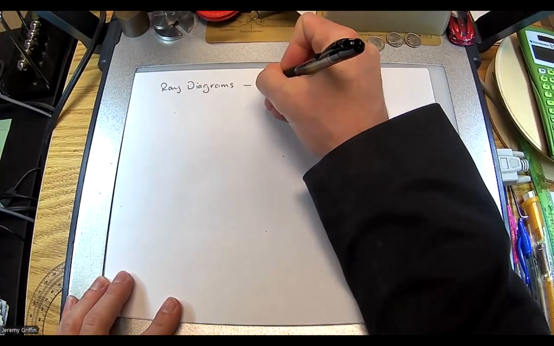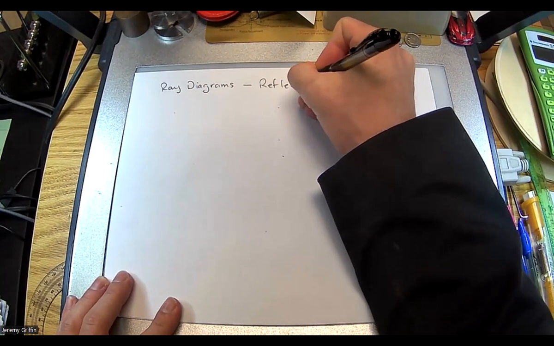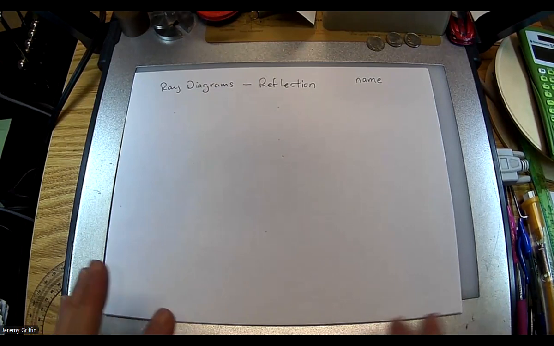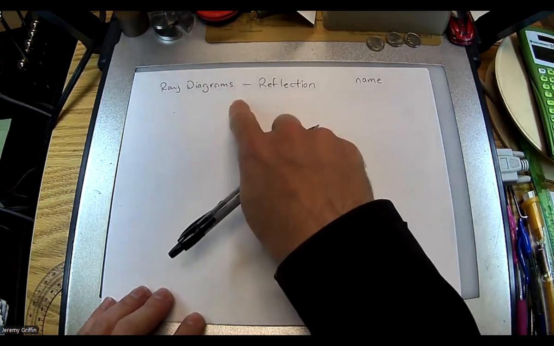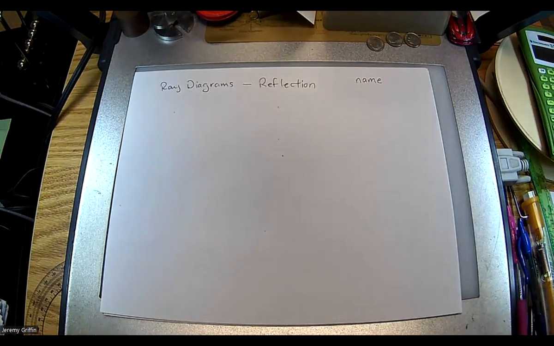dash reflection. Right? We're gonna save refraction and Snell's law for another day. So we're not talking about prisms or anything like that. Today we're talking all about mirrors. Today's all about mirrors and reflection. Okay. So you guys got your name. You guys got ray diagrams, reflection.